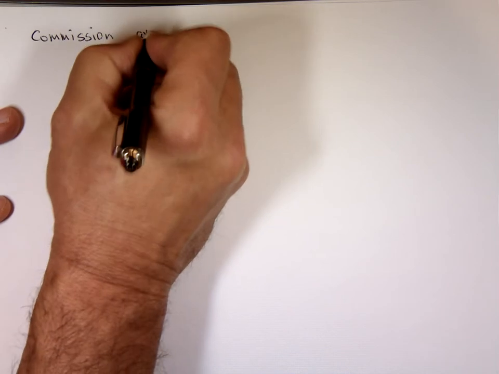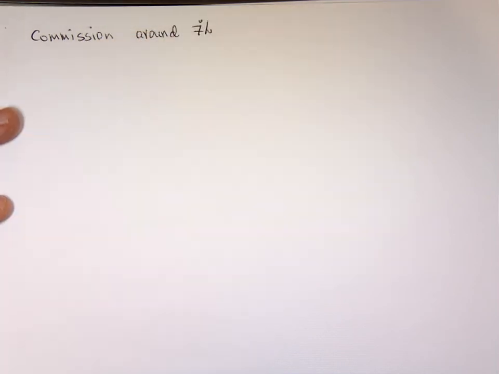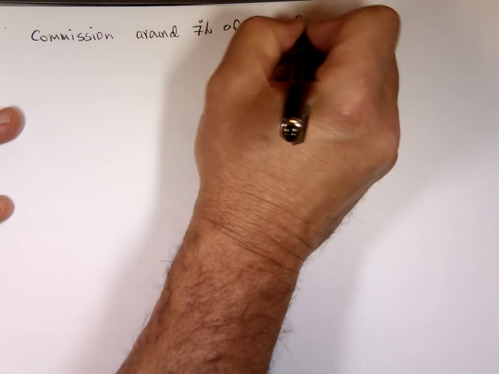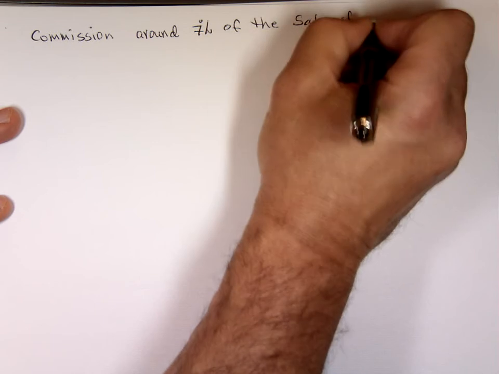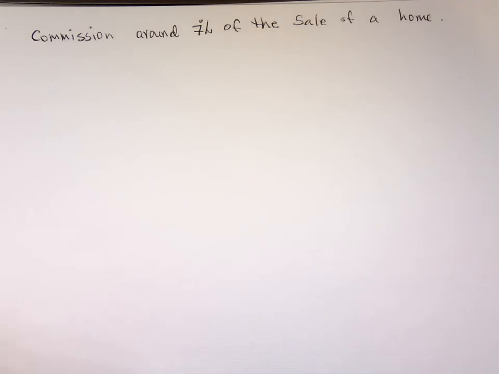In Massachusetts, if you're listing your house for sale, the commission is usually around 7% of the sale of a home. That's the commission in Massachusetts. Most agents will charge 7%. We can't say all agents because that becomes price fixing, which is against the law. But usually 90% of them will go about 7 to 6%, somewhere in that neighborhood.